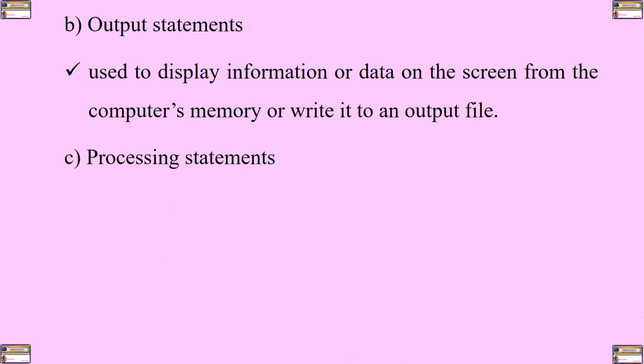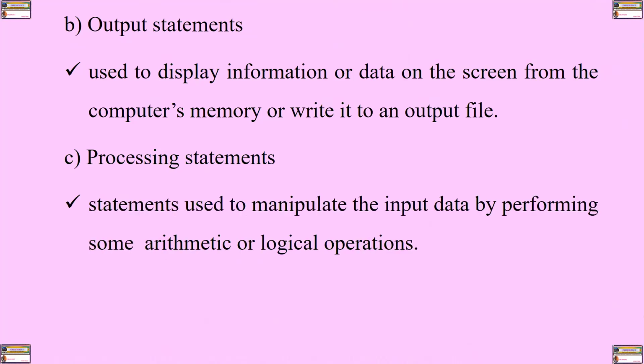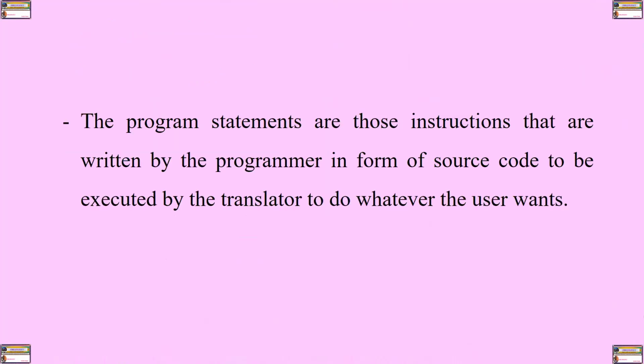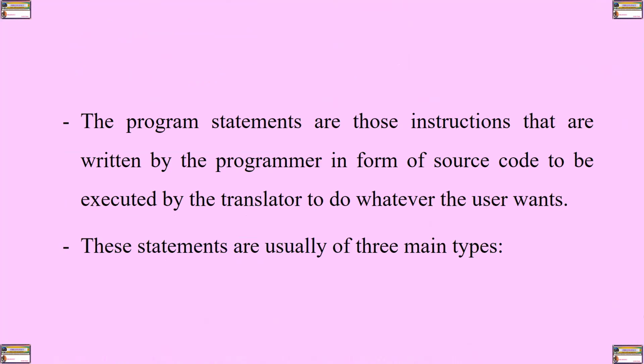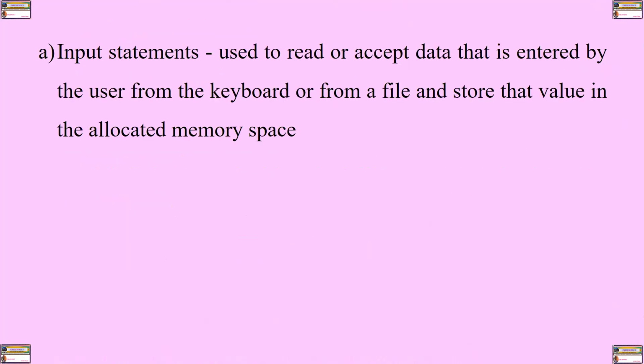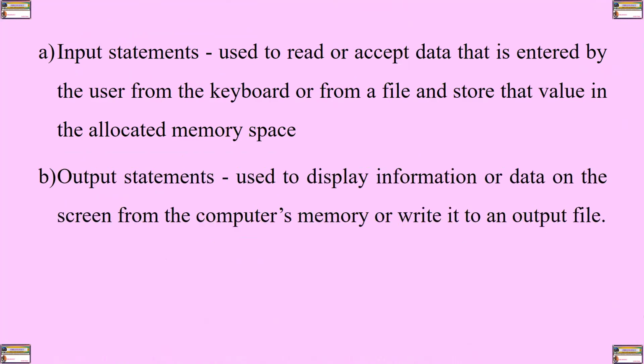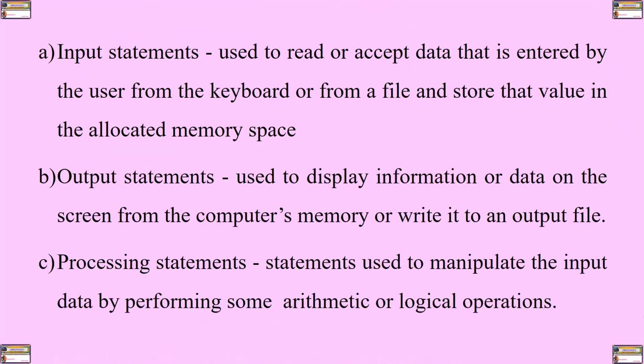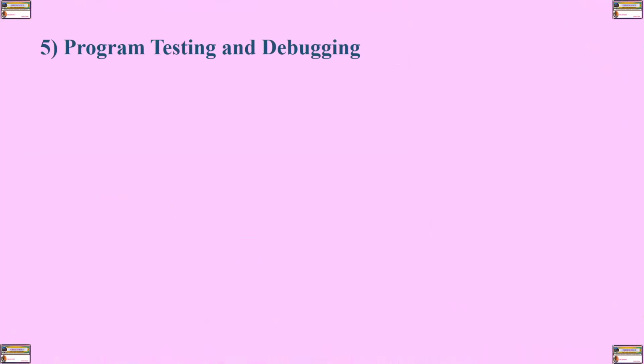Number three is processing statements. These are statements used to manipulate the input data by performing some arithmetic or logic operations. The program statements are those instructions that are written by the programmer in the form of source code to be executed by the translator to do whatever the user wants. These statements are usually of three main types. I have talked of the input statements, the output statements, and the processing statements.